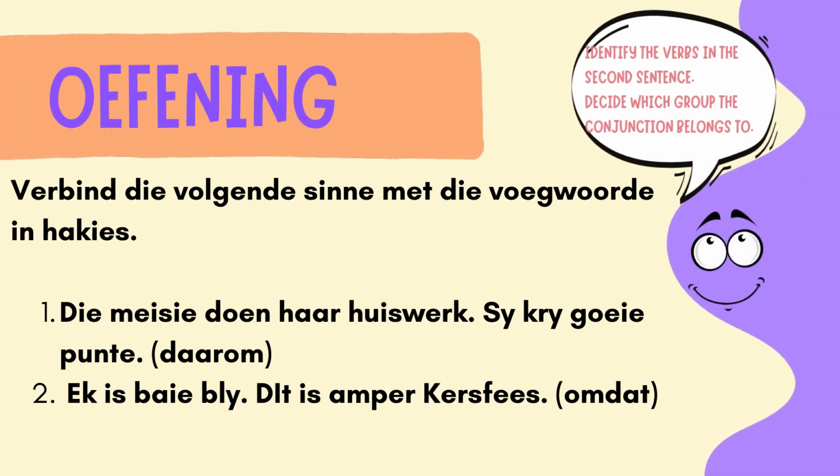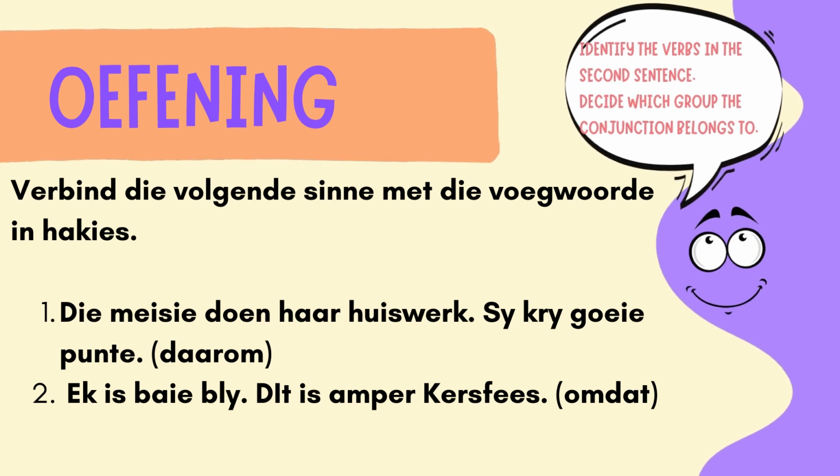Kom ons doen vandag 'n oefeningkie. Let's do an exercise, okay? What I want you to do is I want you to join the sentences below with the conjunction in brackets. I want you to identify the verb in the second sentence first, decide which group your conjunction belongs to, and then join the sentences together. So verbind die volgende sinne met die voegwoord in hakkies. So kom ons kyk gou na die sinne. Let's look at the sentences.